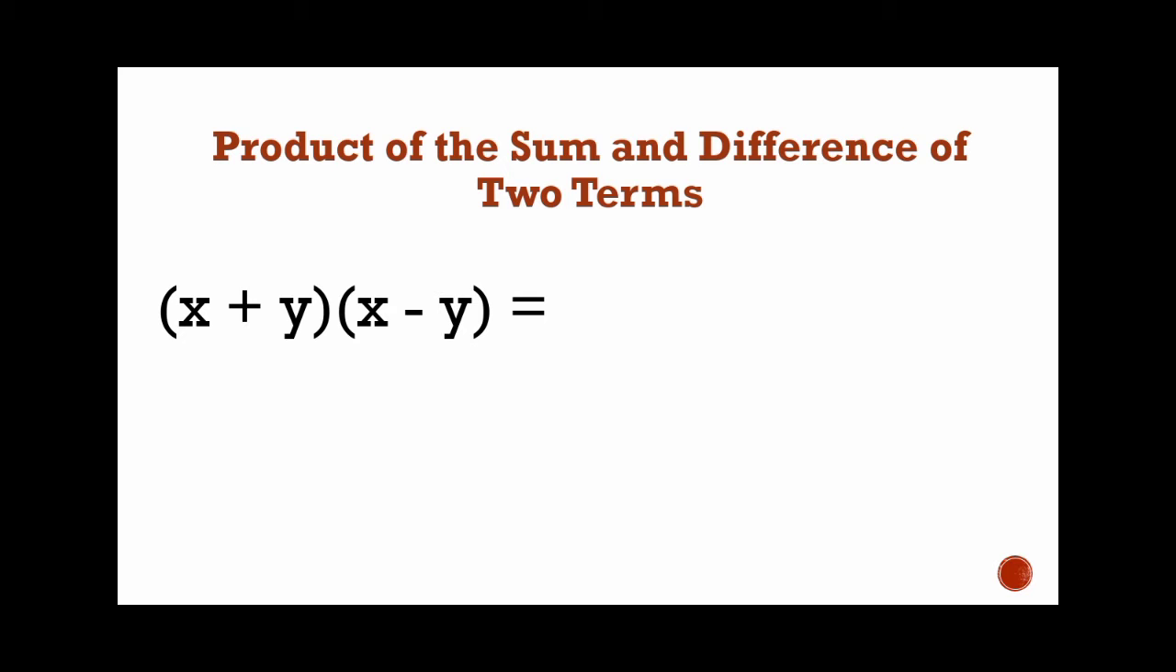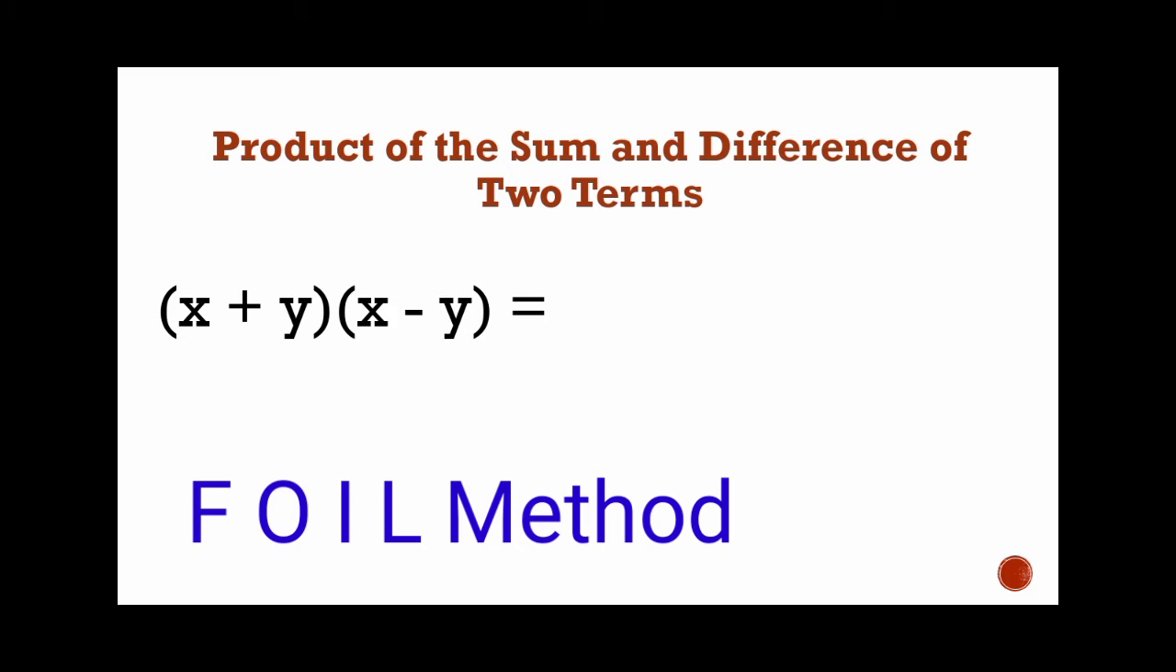So, in multiplying this, ay gagamitin natin ang FOIL method. So, F stands for the first terms. So, ano ba yung mga first terms dito? We have x and x. So, x times x is x squared. Then, after that, multiply the outer terms. So, mga outer terms are x and negative y. So, we have negative xy.